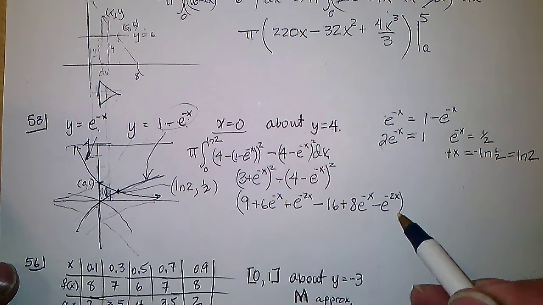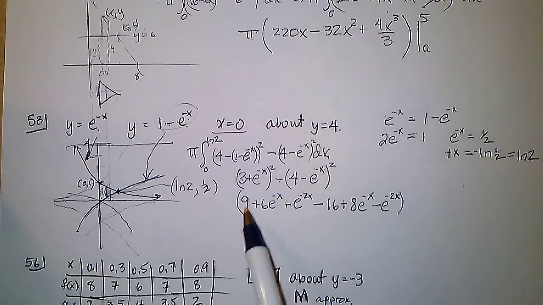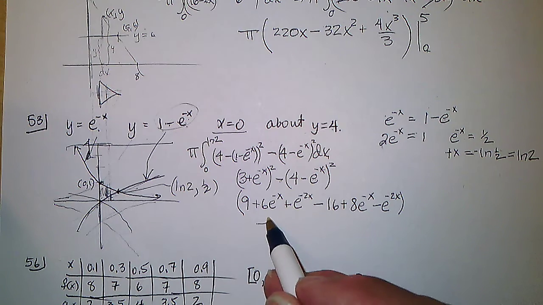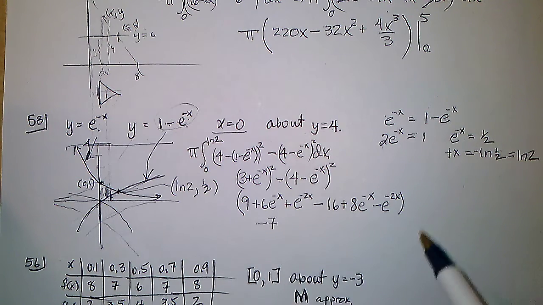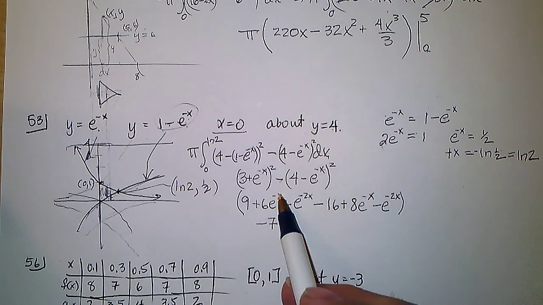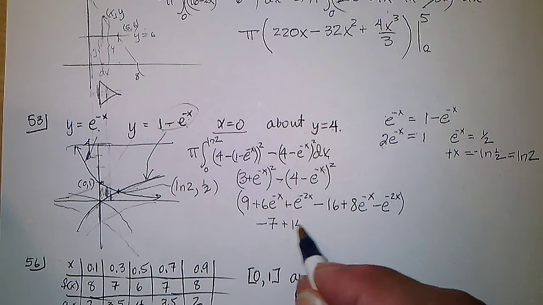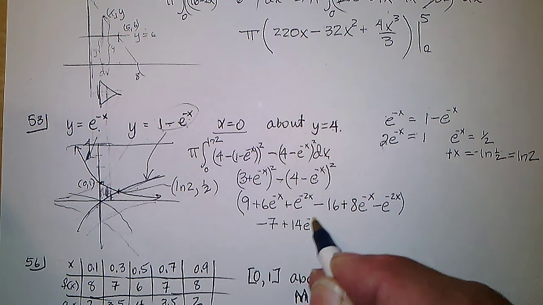And we're going to continue simplifying here. So we got 9 minus 16, which is minus 7. We got 6 of these plus 8 of these is plus 14e to the negative x.